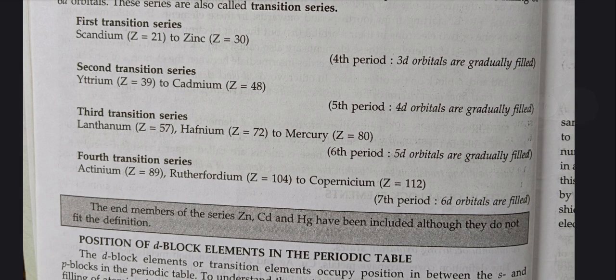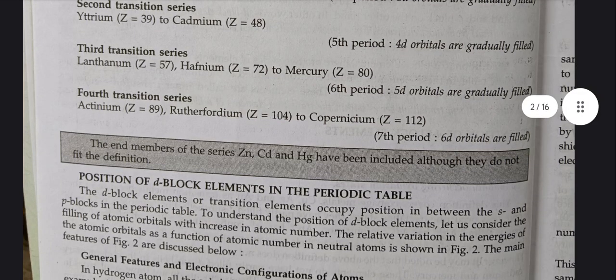Fourth transition series: actinium, Z equals 89, and then rutherfordium, Z equals 104, and copernicium, Z equals 112. Seventh period: 6d orbitals are filled. The end members of the series, zinc, cadmium, and mercury, have been included, although they do not fit the definition.